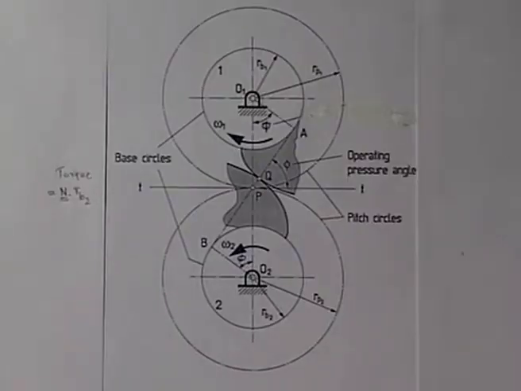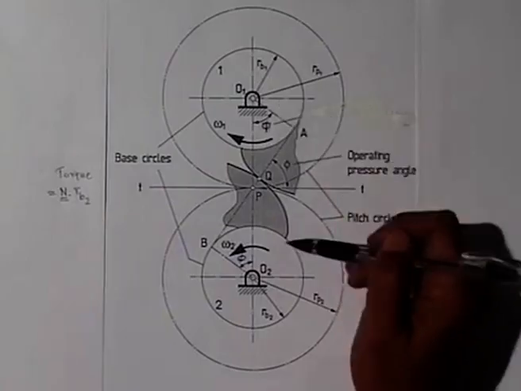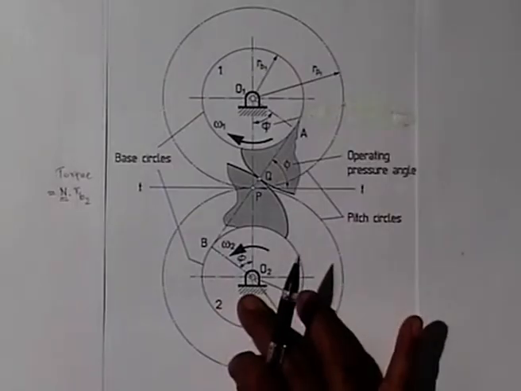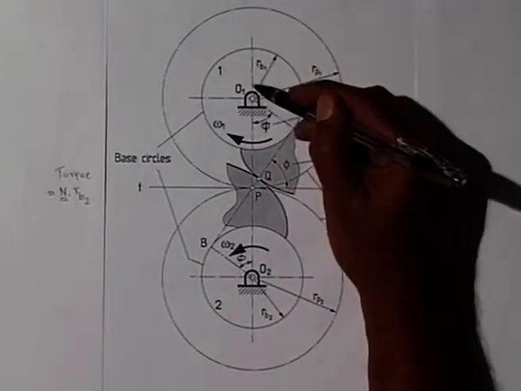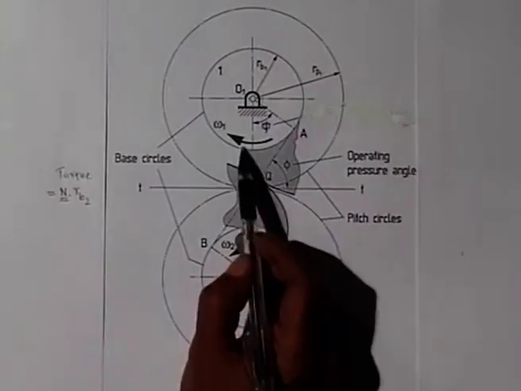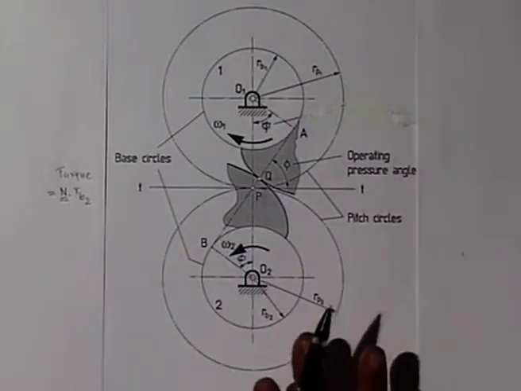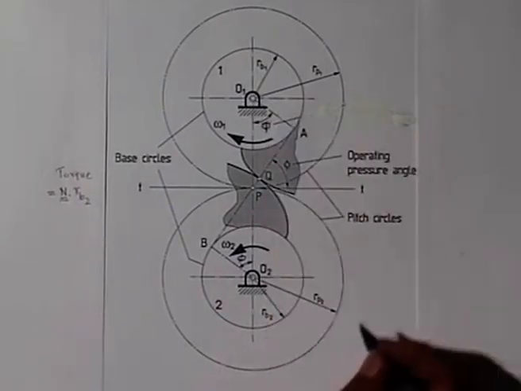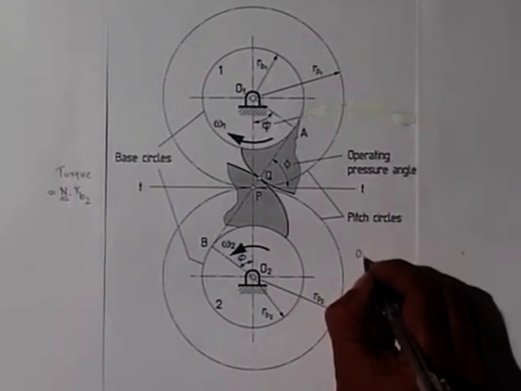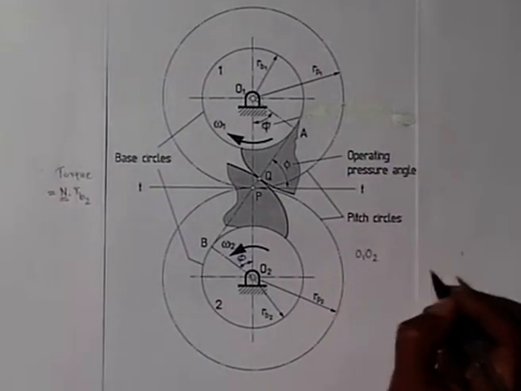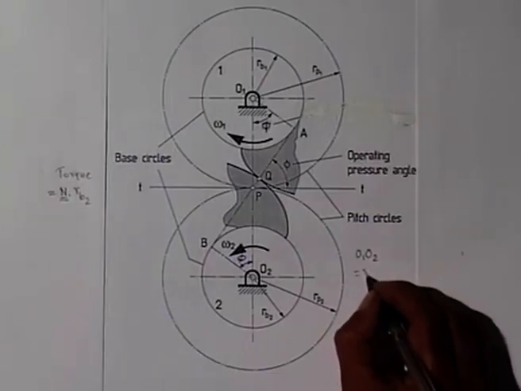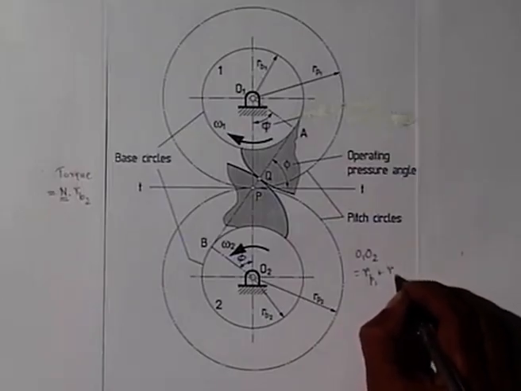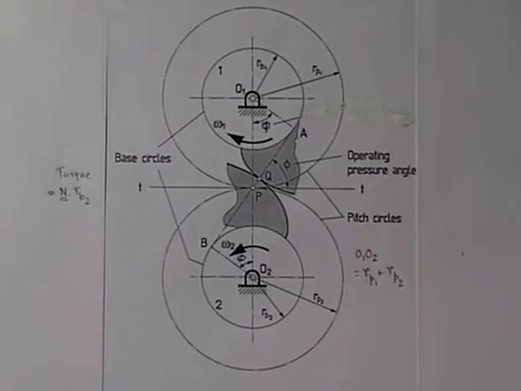The third advantage we discussed was this. Suppose for this pair of gears the center distance right now is O1 O2. Suppose this gear remains where it is, and only this gear is shifted a little bit upward. Then we will see that the same involute profiles will be useful to maintain the conjugate action. Let us see what the center distance is. Center distance O1 O2 is Rp1, the pitch circle radius of the first gear, plus Rp2, the pitch circle radius of the second gear.